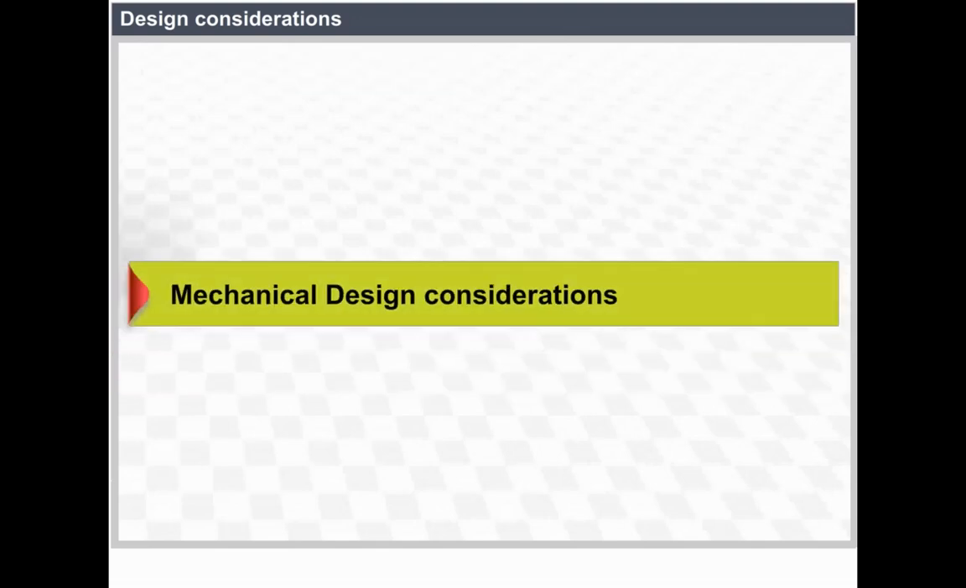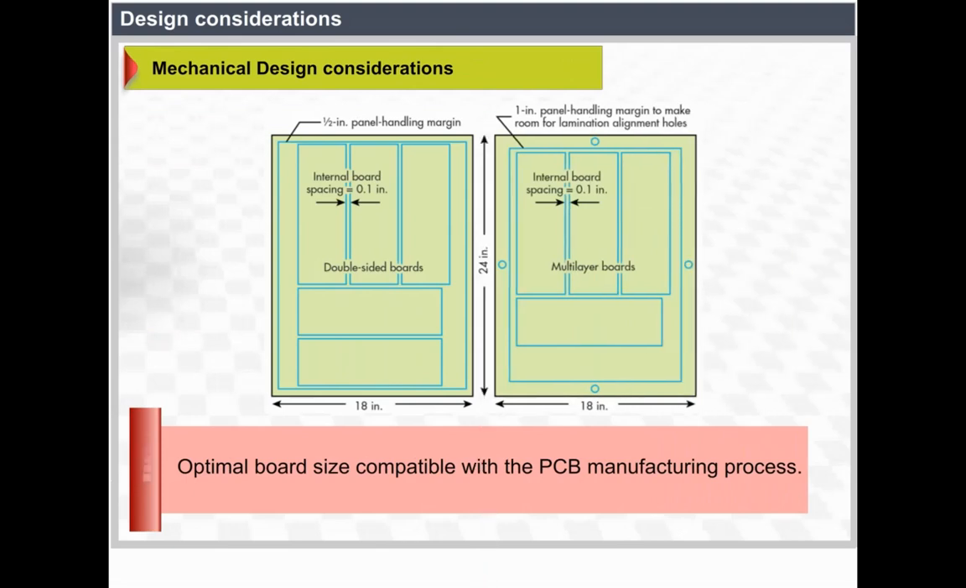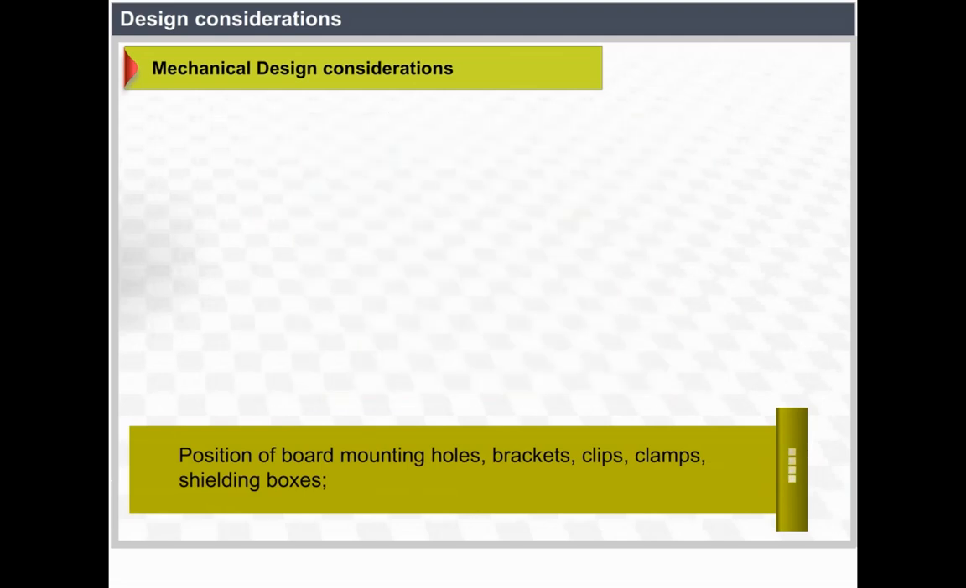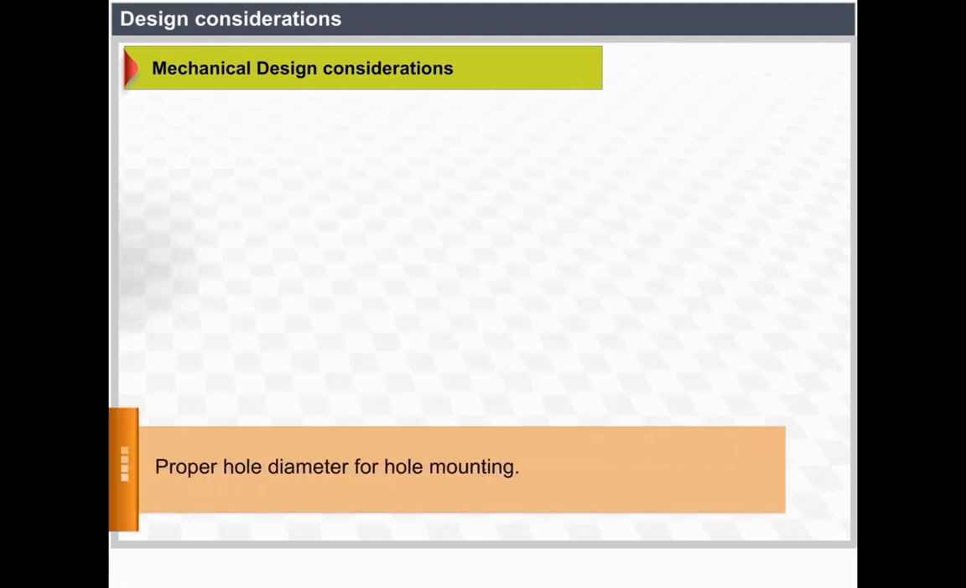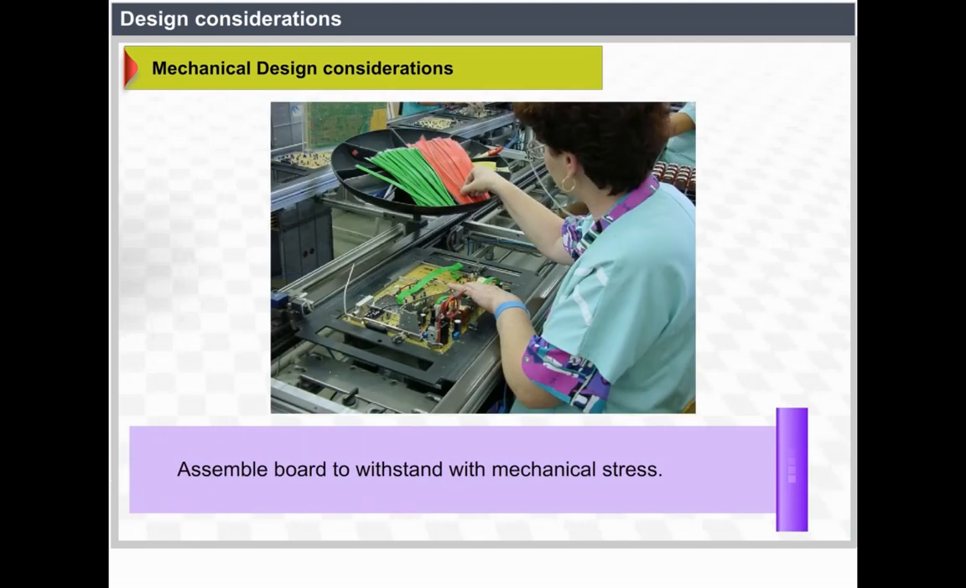Mechanical design considerations. Optimal board size should be compatible with the PCB manufacturing process. Position of board mounting holes, brackets, clips, clamps, and shielding boxes. Proper fixation arrangement of heavy components. Proper hole diameter for hole mounting. Assemble the board to withstand the mechanical stresses.